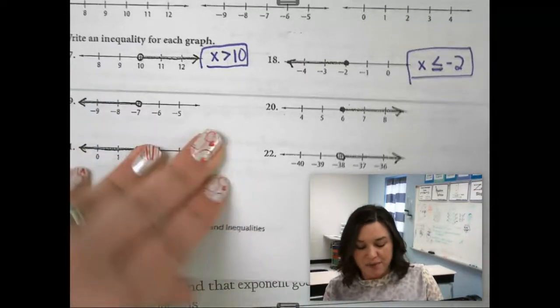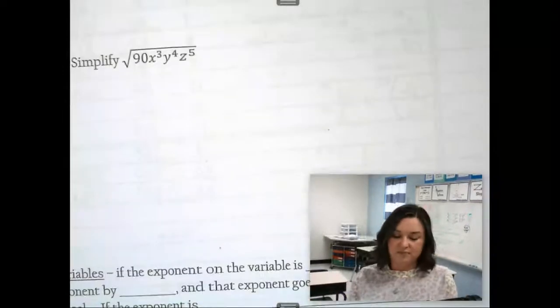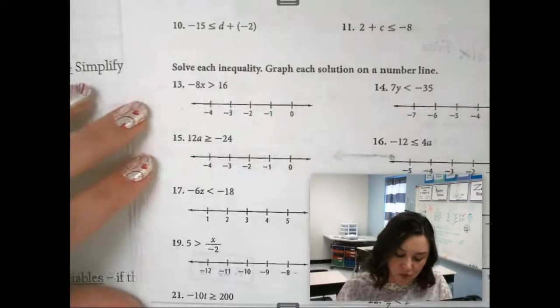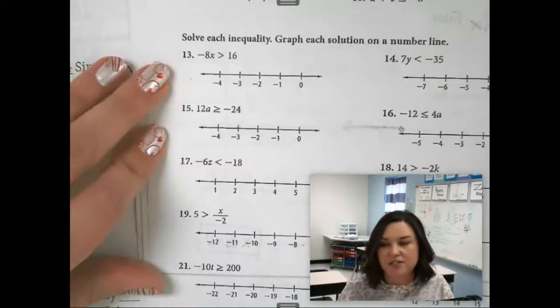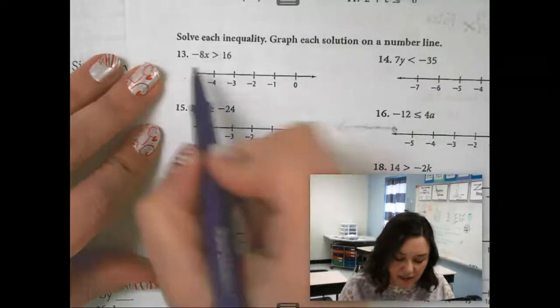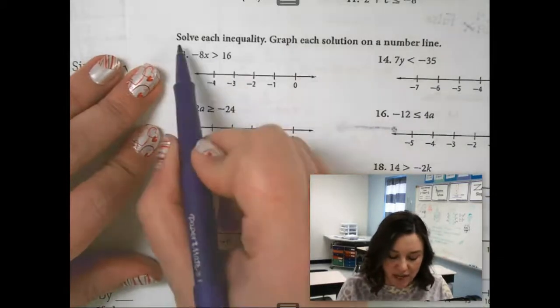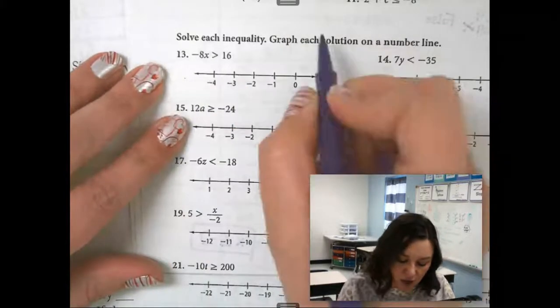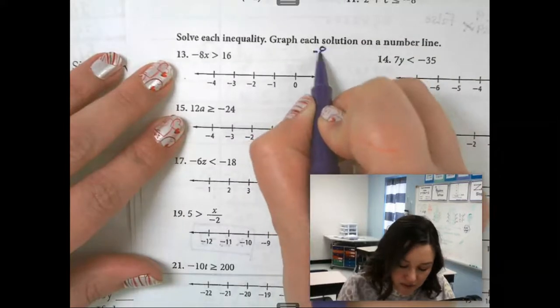All right, turn to page 7. We're going to look at number 13 on page 7. It says -8x is greater than 16. We've got to solve and graph. Well, I'm going to rewrite it over here so I have a little bit more room.